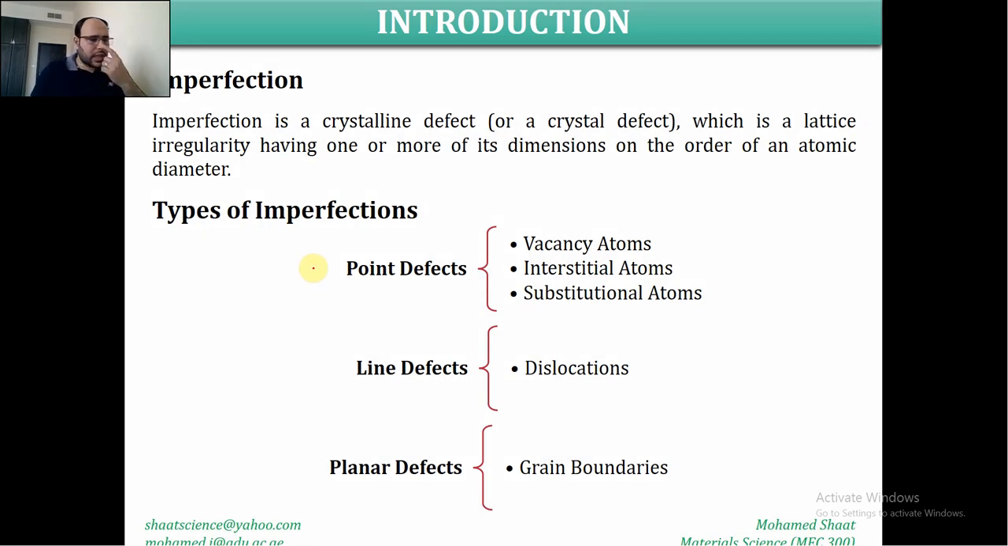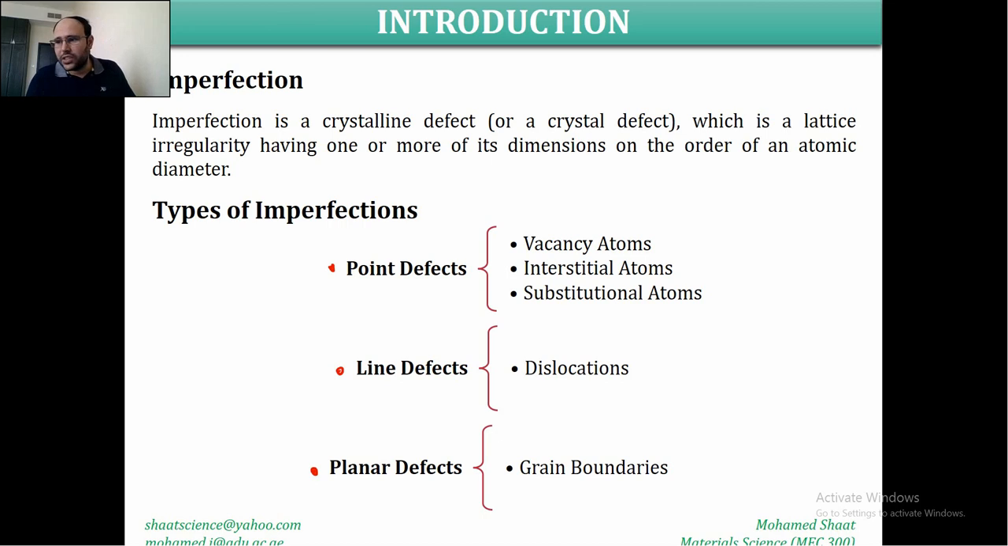So what are the different types of imperfections? We have three groups of imperfections. Some of them are point defects, some are line defects, some are planar defects. These different types of defects will be covered and discussed in detail through this chapter. So what is the difference between point, line, and planar?